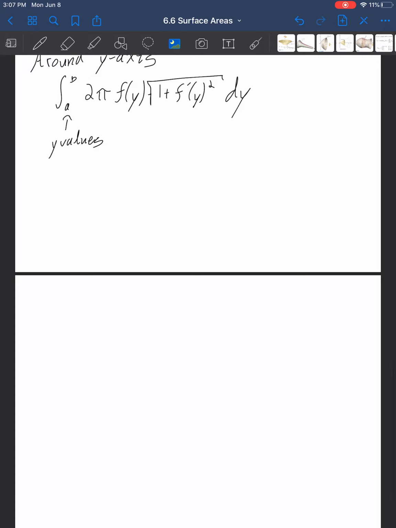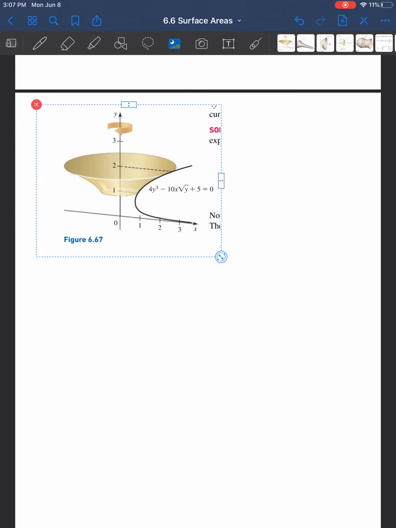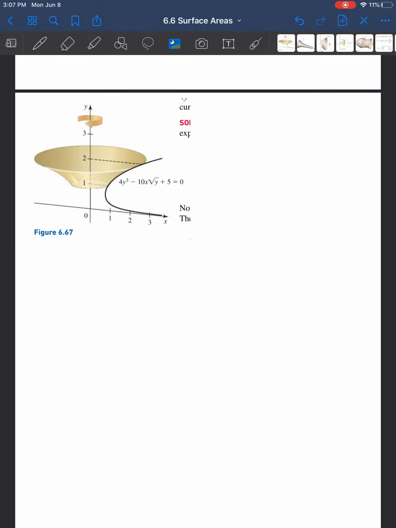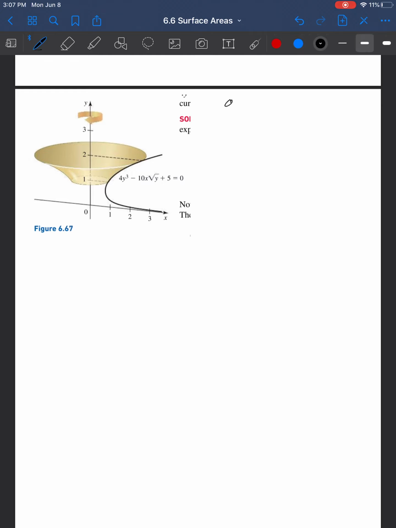So let me pull up a picture of the problem, which we have right here. There we go. Okay. So we are looking at this weird kind of shape of a cone that's sloping downwards, and our bounds are going to be a equals 1, and we're going to go to b equals 2. So a equals 1 is our bottom y value, b equals 2 is our top y value.